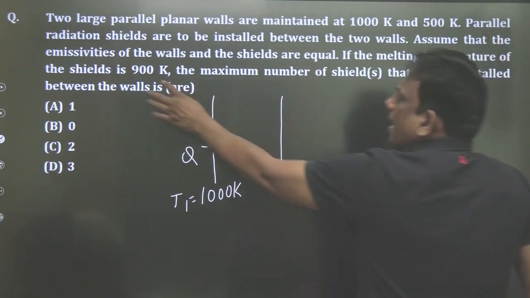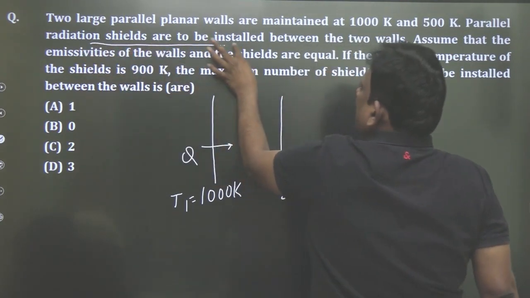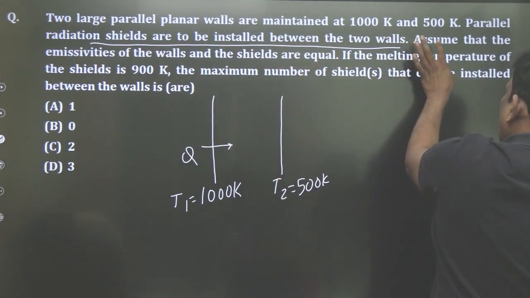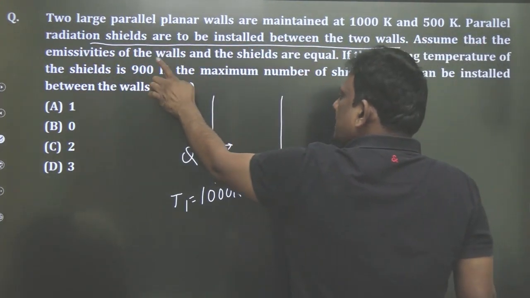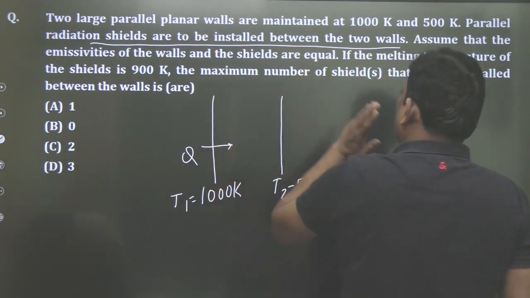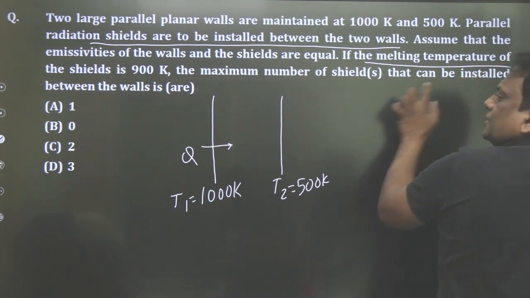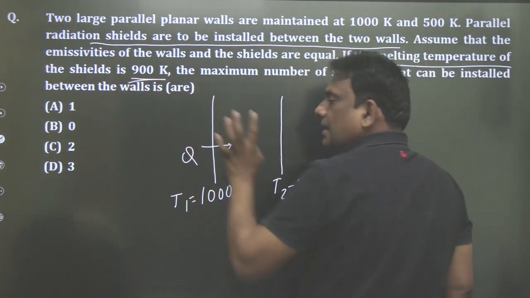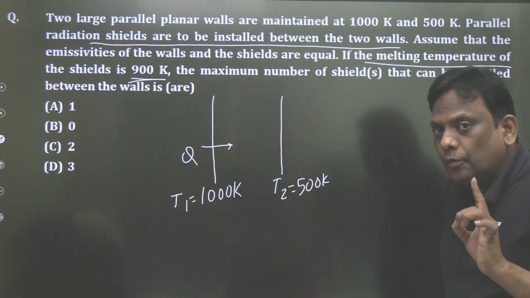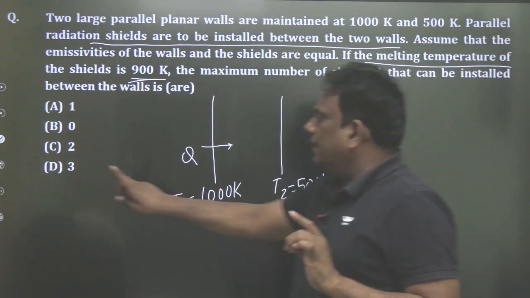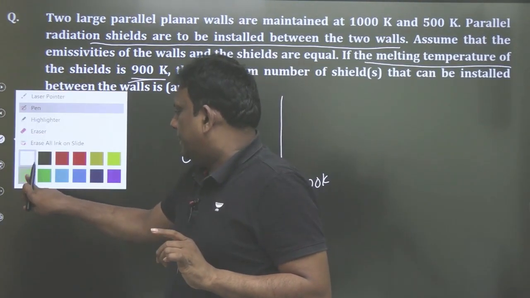Radiation parallel radiation shields are installed between the two walls. Assume that the emissivity of walls and shields are equal. If the melting temperature of the shield is 900 Kelvin. Oh, this is very important. In this problem, this is very important.